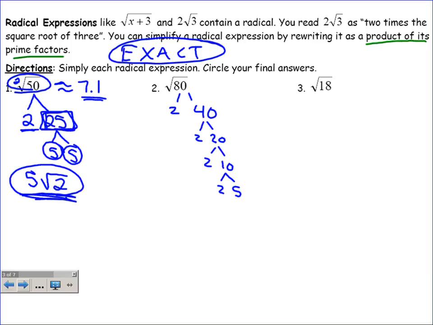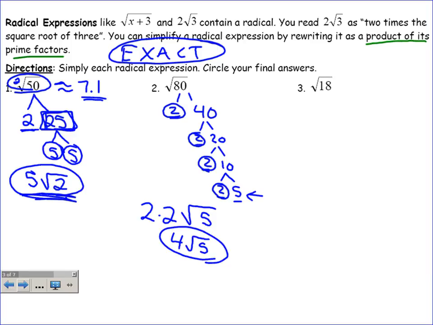The question is, are there any pairs? And all we're looking at is the prime factors at the ends here. Are there any pairs in those numbers I just underlined? Yeah, there's a pair of 2's right here. So I'm going to pull out one 2, because it's a pair. Are there any more pairs? Yes. There's a second pair of 2's. A pair means 2 of them. And then is there anything left over? Yeah, there's a 5 left over, so it goes on the inside. So we have 2 times 2, which is 4 times the square root of 5.